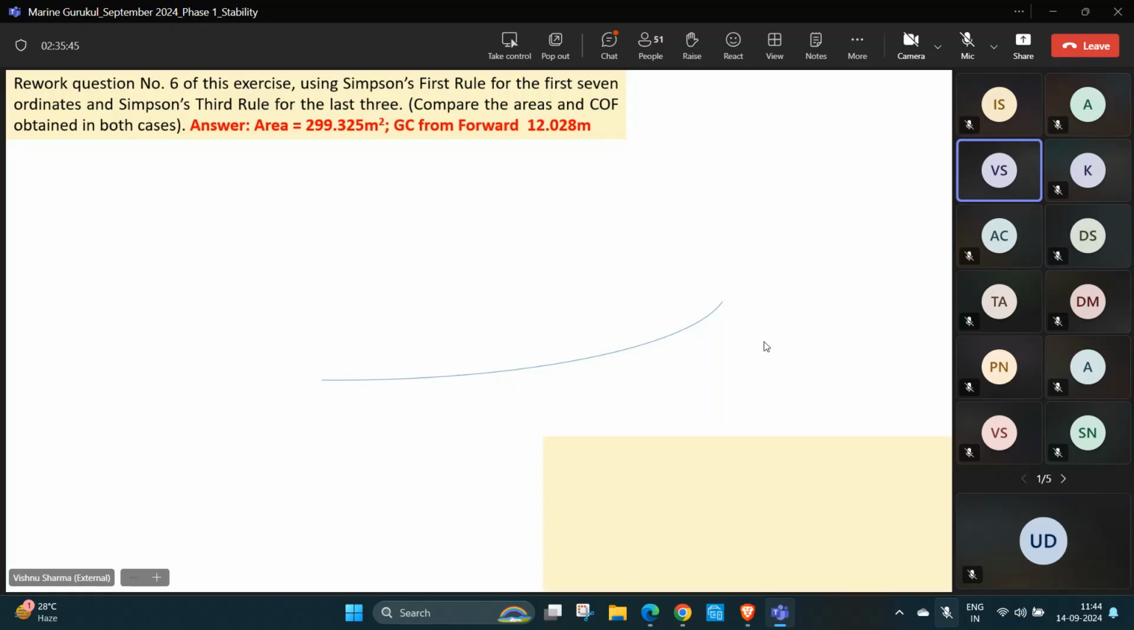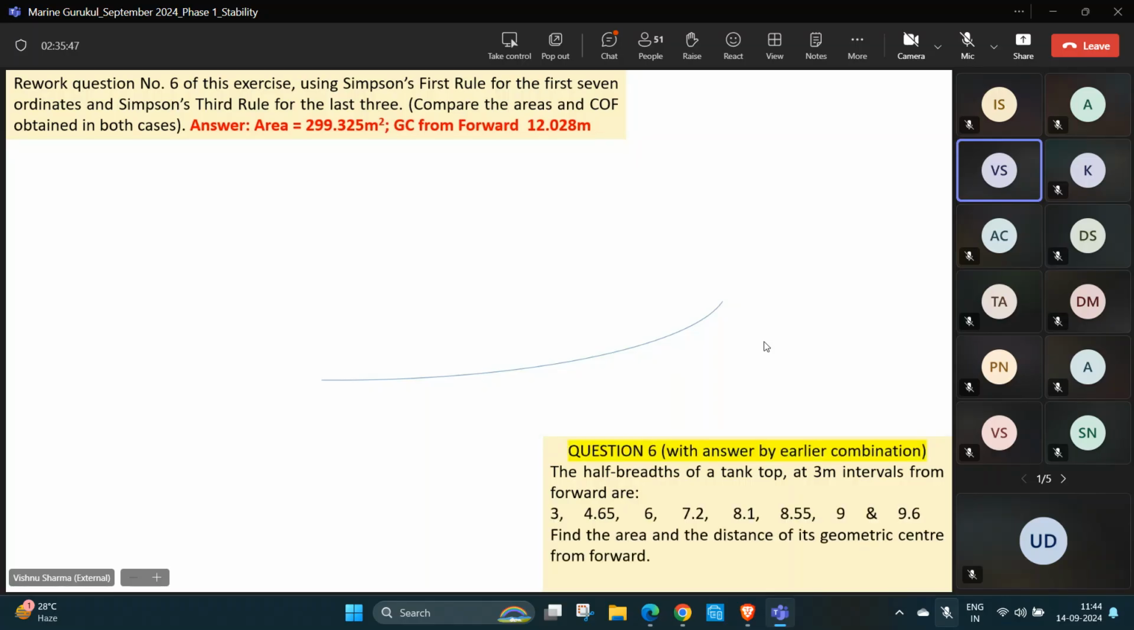So let me have the question 6 here. You don't have to go back. Question 6 is on display, guys. The half breadths of the tank top. You remember in this we had learned how to use combination of A1, A2, correct, beta? This is the same question. Only thing is he wants you to use a separate combination.